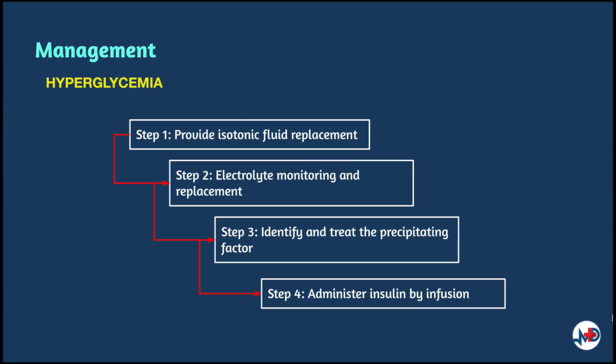On the other hand, diabetic ketoacidosis, which is a state of hyperglycemia and also a common complication of type 1 diabetics, should be identified and managed appropriately. As soon as possible, they should visit the hospital. They should be provided isotonic fluid replacement, electrolyte monitoring and replacement, identifying and treating the precipitating factors, as well as administration of insulin by infusion.